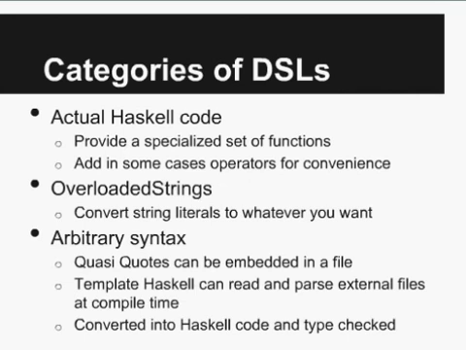Now, as far as the categories of DSLs that we can implement in Haskell, this is my breakdown. I'm sure other people will have other ways of looking at this. But I really look at it as three categories. In the first category, we have a DSL which is actually just Haskell code. A lot of people might call this an embedded DSL. This is where we're using normal Haskell syntax. We're providing a special set of functions, perhaps some kind of operators for convenience. But at the end of the day, we're just creating a normal Haskell library. It's almost at the point where you wouldn't even call this a DSL.